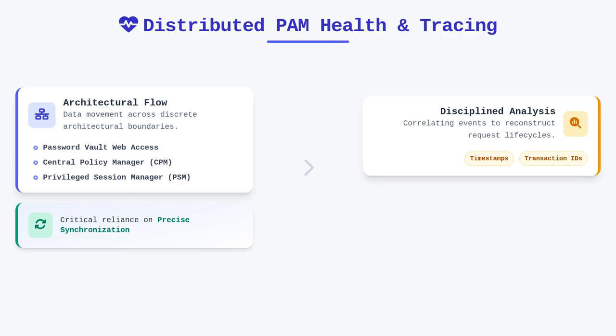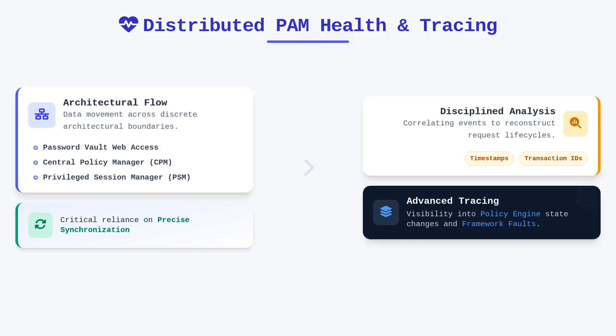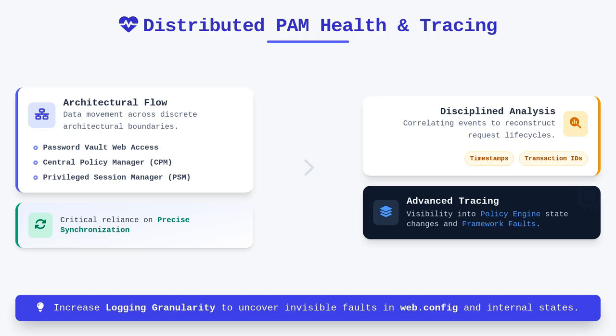If a user experiences an issue with the web interface, for instance, the error might originate in a misconfigured web config file or a framework fault that remains invisible until you increase the logging granularity. By moving beyond simple event logs and into advanced tracing, you gain the visibility required to map the internal state changes of the policy engine as it interacts with target systems.